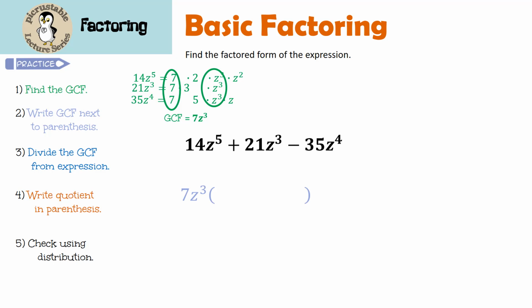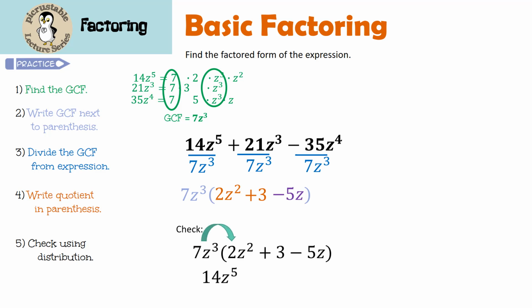Now we need to divide the greatest common factor from each term of the expression. 14z to the fifth divided by 7z to the third is 2z squared. 21z to the third divided by 7z to the third is actually 3. And then negative 35z to the fourth divided by 7z to the third is negative 5z. Yay! We did it! But let's check.